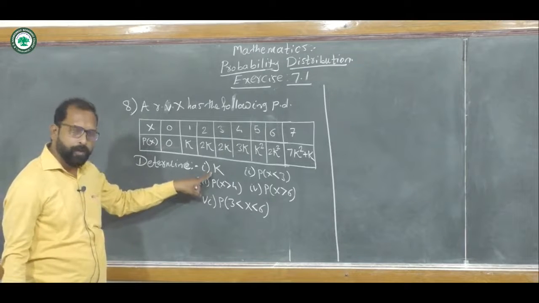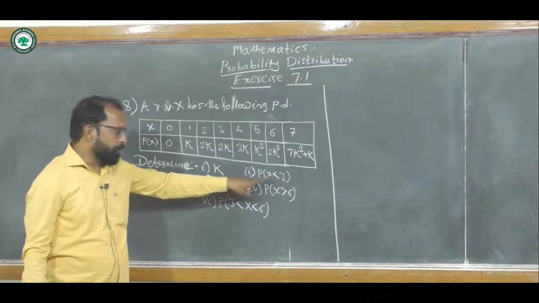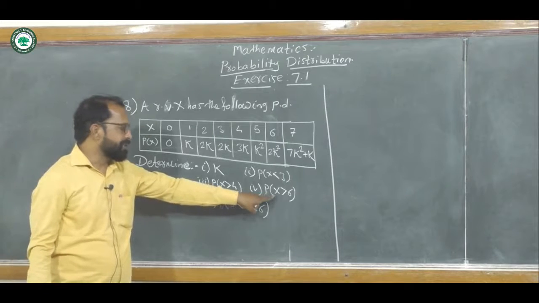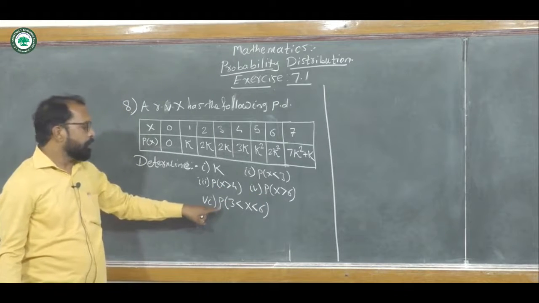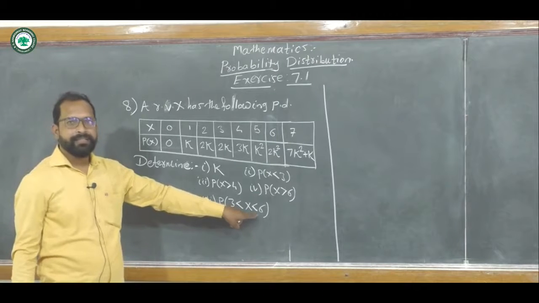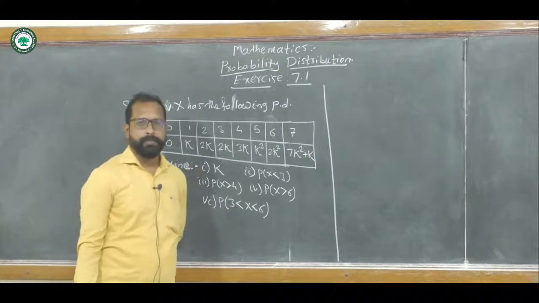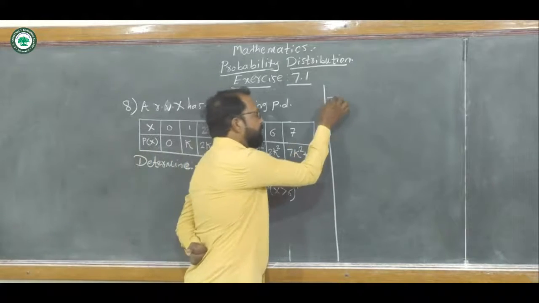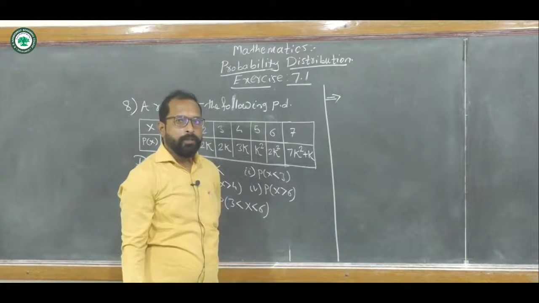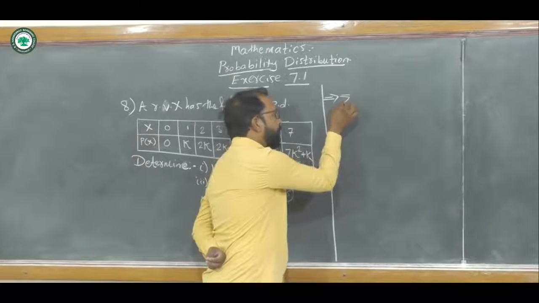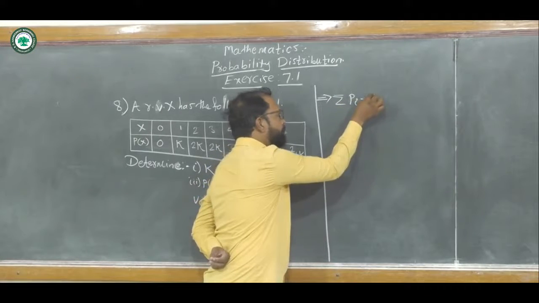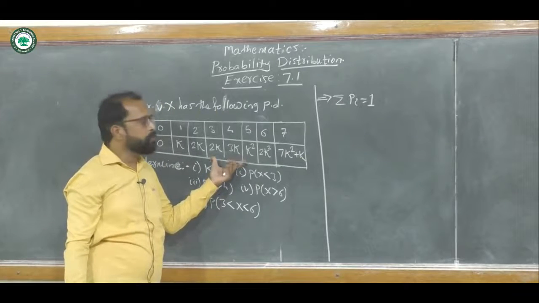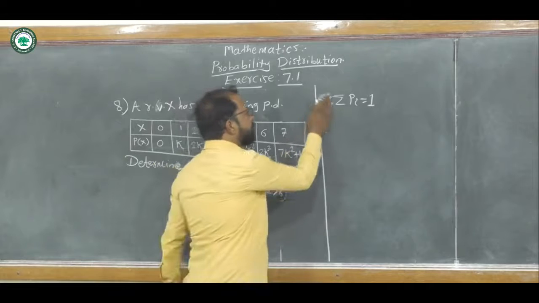First we have to find the value of k. Then the probability of x less than 3, probability of x greater than 4, probability of x greater than 6, and probability for 3 less than x less than 6. That is, we have to find the different probabilities. Now, to find the value of k, we use the definition that the summation of pi, that is the sum of all probabilities, equals 1. We use this concept.